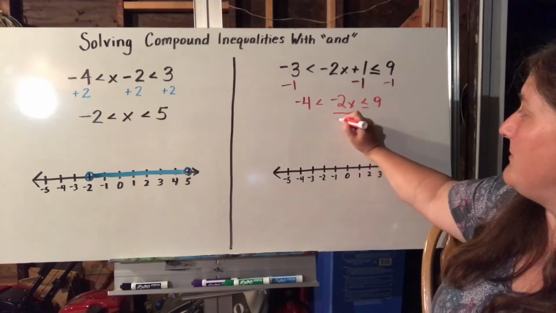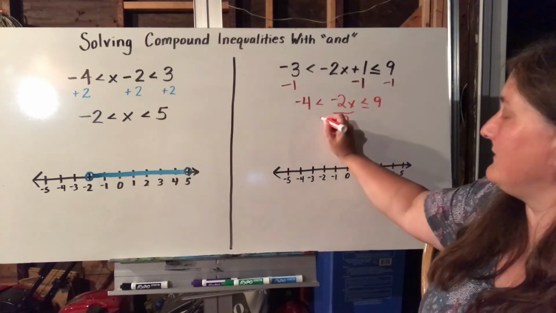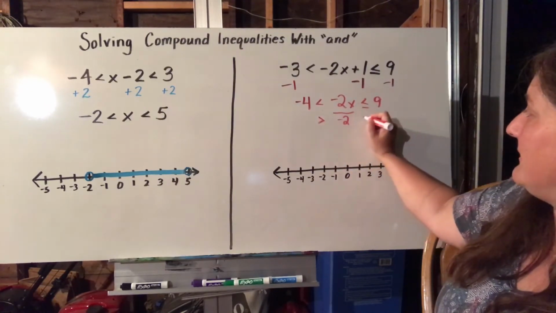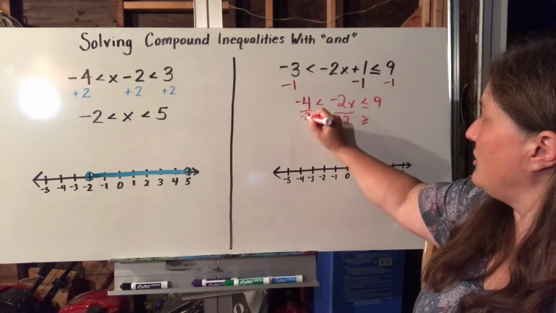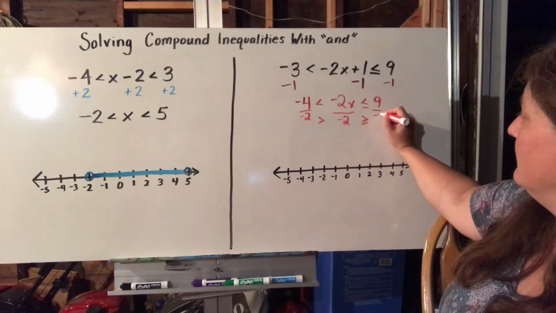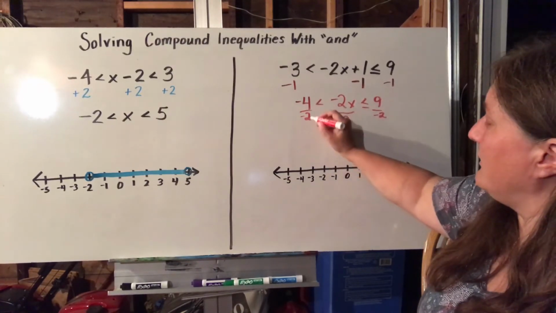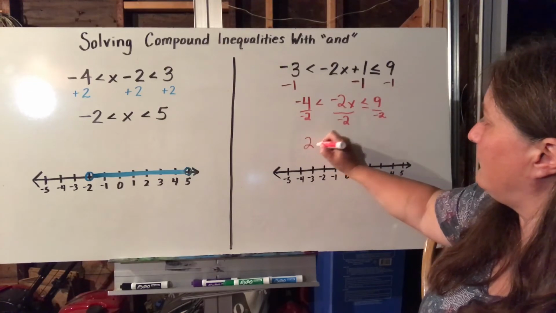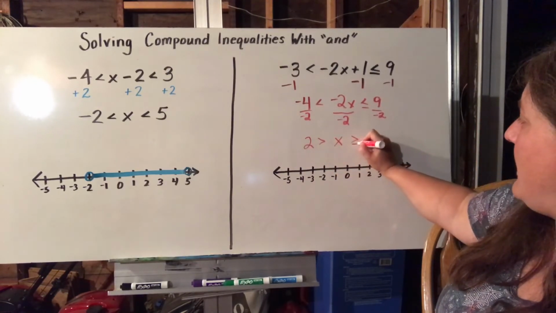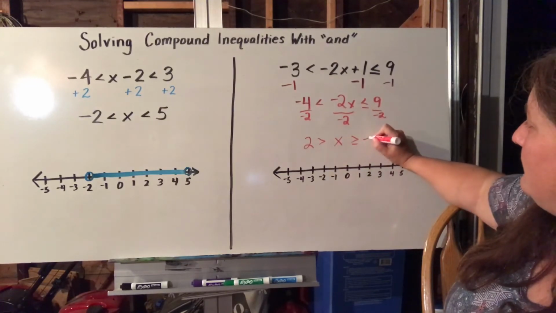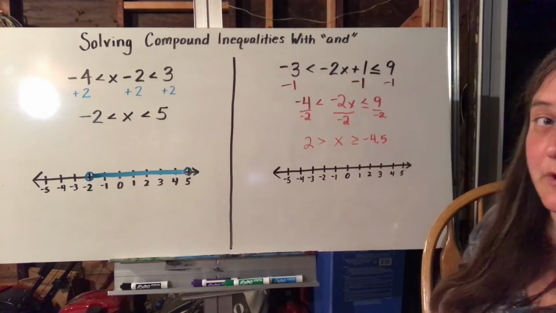So now I'm going to divide by negative 2 to get x by itself here. And that means since I'm dividing by a negative, all of my signs are going to reverse. And I'm going to divide each here by negative 2. And negative 4 divided by negative 2 is 2. I have my x by itself in the middle. And 9 divided by negative 2 is negative 4.5.